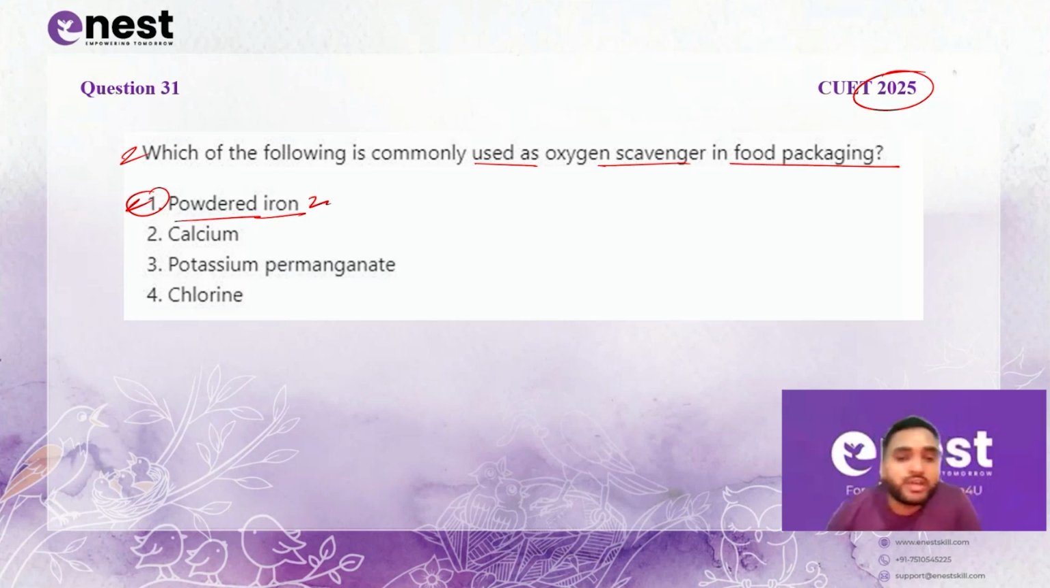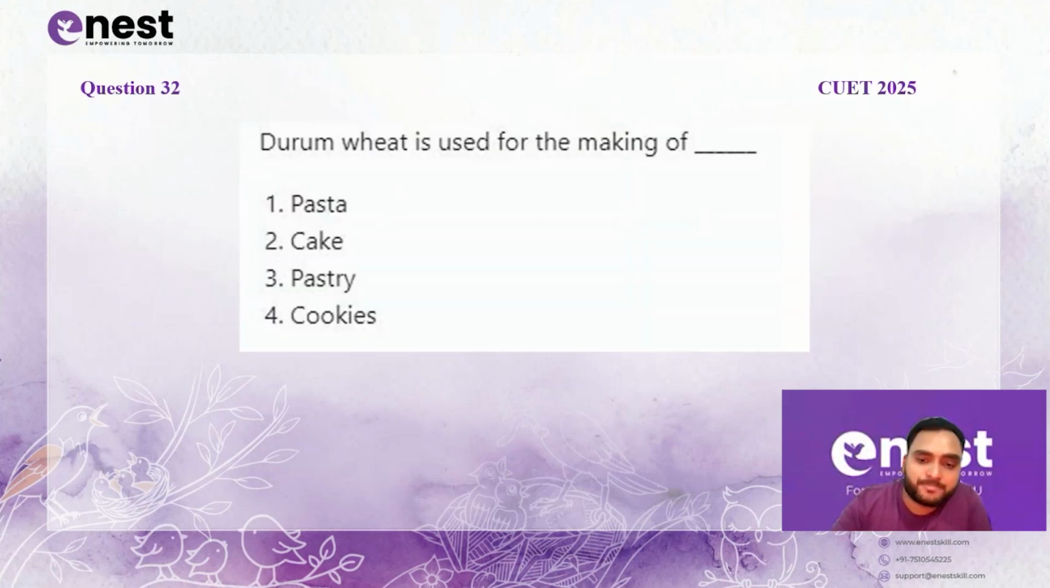It is often used in packaging of dry fruits, bakery products, nuts, meat products. It also prevents color deterioration, oxidation of fats. It also prevents the growth of aerobic microorganisms and vitamin degradation. This phenomenon, if we summarize, works by removal of residual oxygen in the package headspace. So I hope the answer for this question was clear. Let's go to the next question.